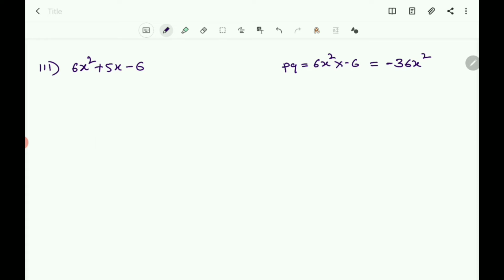Here the product is having negative sign. Product is having negative sign means the factors are having different signs. And the greater factor is having the sign of the middle term, and the smaller one is having the negative sign here. Now P plus Q is equal to 5x. Now you take the table in which 36 is there, and the difference must be 5x here. As the product is negative, you have to take the difference, not the sum here.